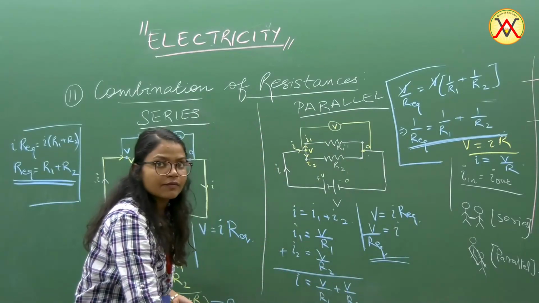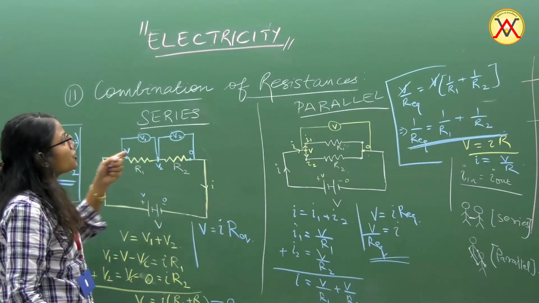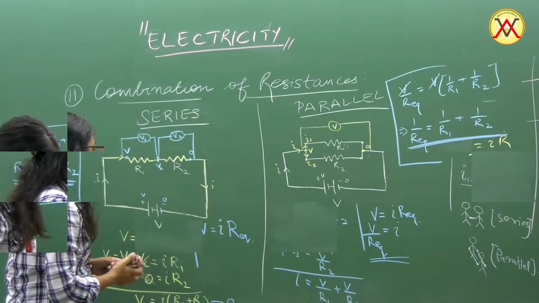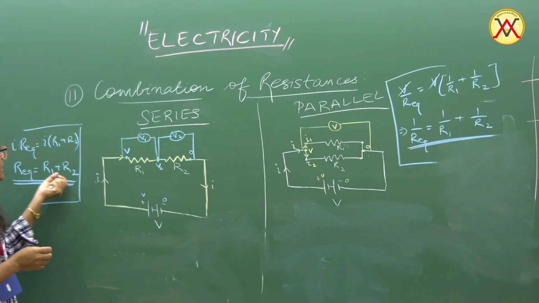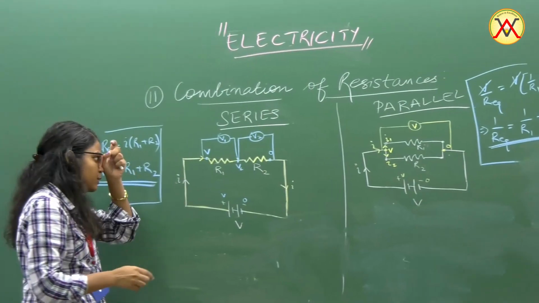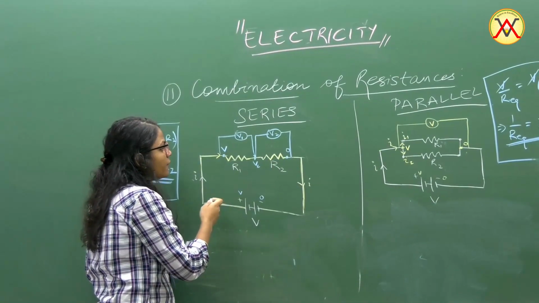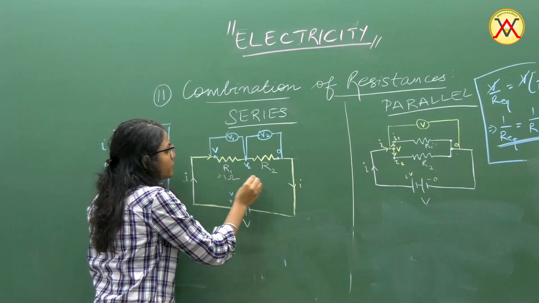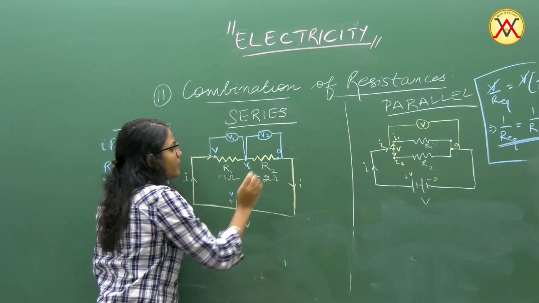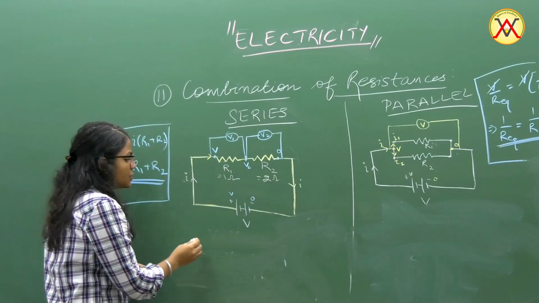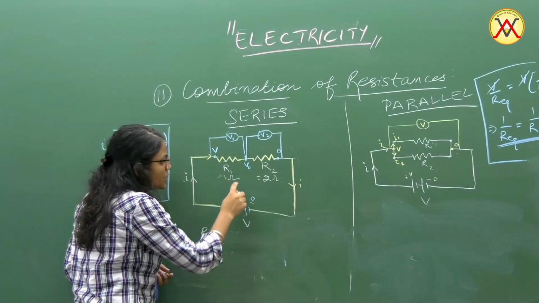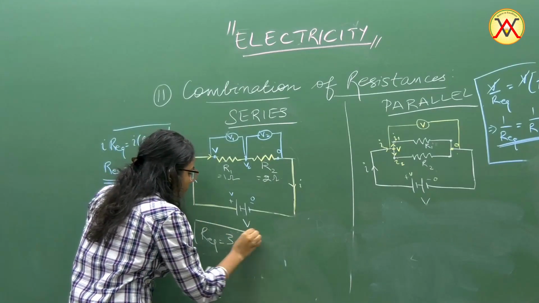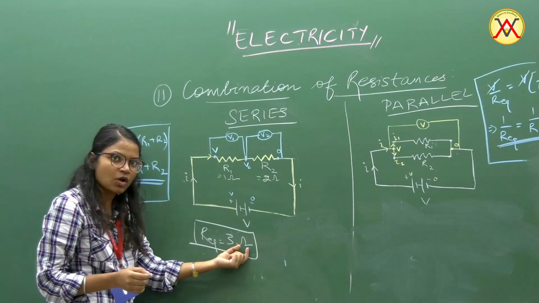Now that we have got our results for series combination and parallel combination, let's see what conclusion we could draw from these results. If we just look over here, R equivalent is R1 plus R2. Let's take some hypothetical values. Let's suppose R1 is equal to 1 ohm and R2 is equal to 2 ohm. So in series combination, R equivalent is equal to 1 plus 2, R1 plus R2, that is 3 ohm. This is the equivalent resistance in series combination.